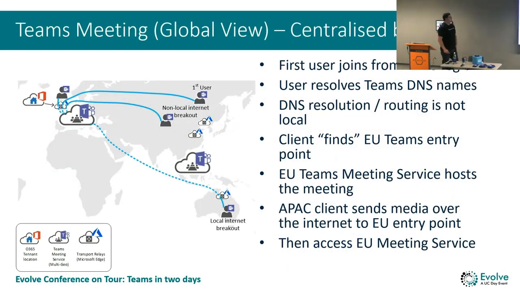If you get stuff wrong or you've got centralized breakout, this is the sort of thing that you can see. So even if our first user is joining on the Asia Pac side, if they're not doing local internet breakout or regional, it is possible that that will come out on the UK side, and this will then be the meeting service that is responsible. So you've got everybody going a lot further than they need to for the meeting. So again, it doesn't necessarily mean they will have a bad experience, but it could contribute to that.